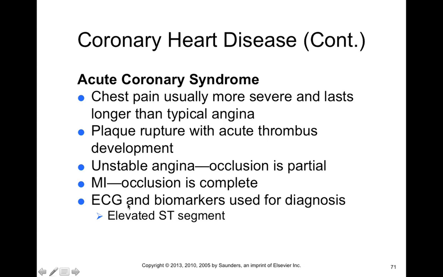Now, what we find with acute coronary syndrome is that some of the clinical features, on an ECG or EKG, show up as an elevated ST segment. Between the S wave and the T wave, you find an elevated segment that looks atypical from a normal EKG, and this is consistent with acute coronary syndrome or myocardial infarct. Now, there are other blood biomarkers that can be used for diagnosis, which we'll talk about pretty soon.